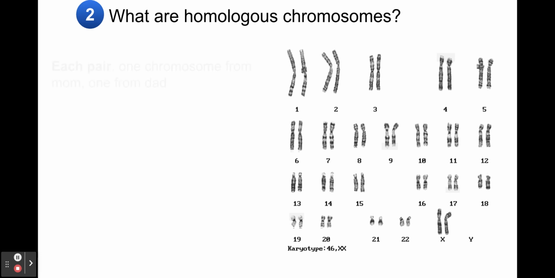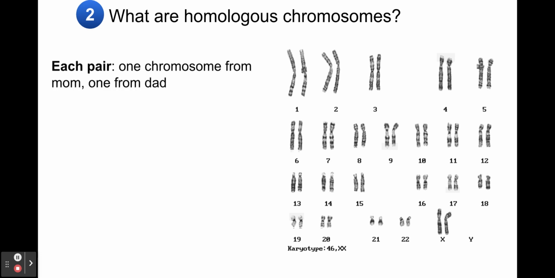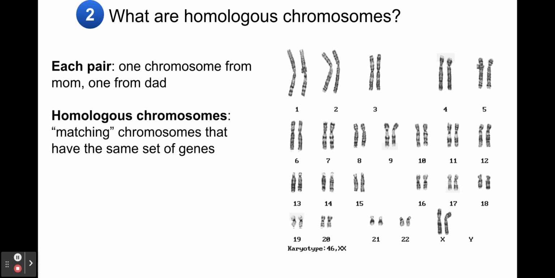So, where did these pairs come from? Well, each pair is made of one chromosome from mom and one chromosome from dad. These are called homologous chromosomes. We've been referring to them as pairs. Now we're going to call them homologous chromosomes. These are the matching chromosomes that have the same set of genes.